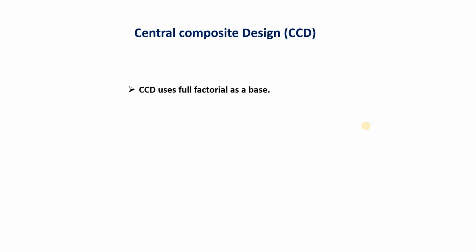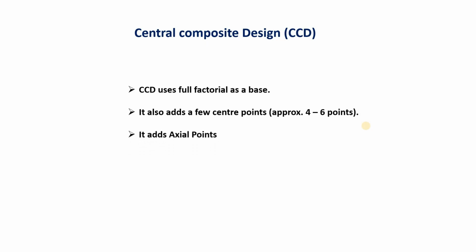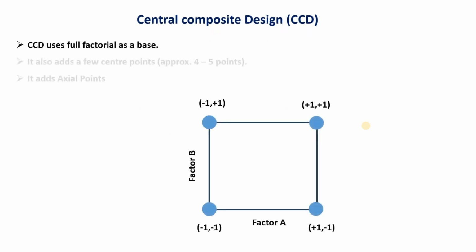Central composite design uses the full factorial as a base. So it already has the full factorial. Additionally, it also adds a few central points, approximately 4 to 6. You can add more, and then additionally it also adds axial points. We will go through each individual input. So let's talk about CCD having the full factorial as a base.